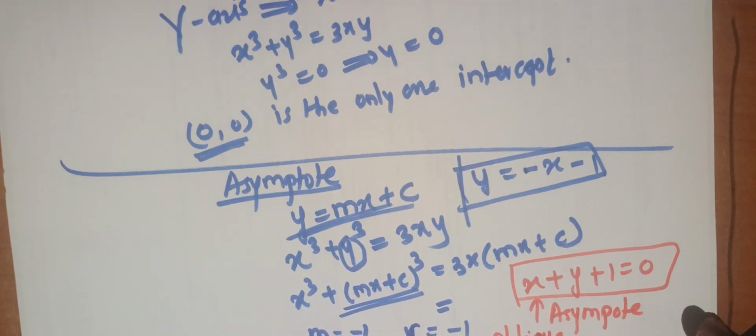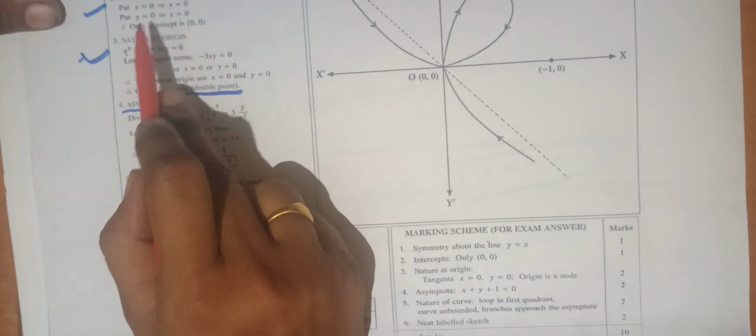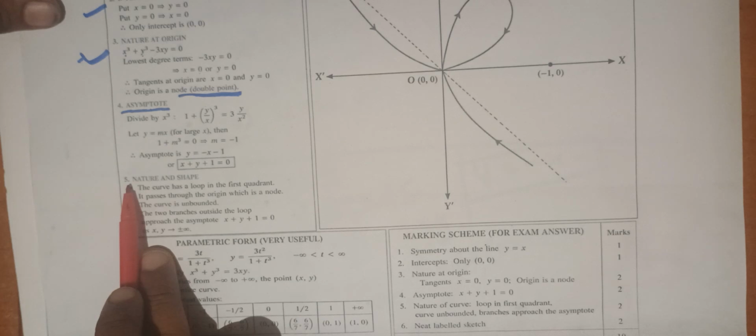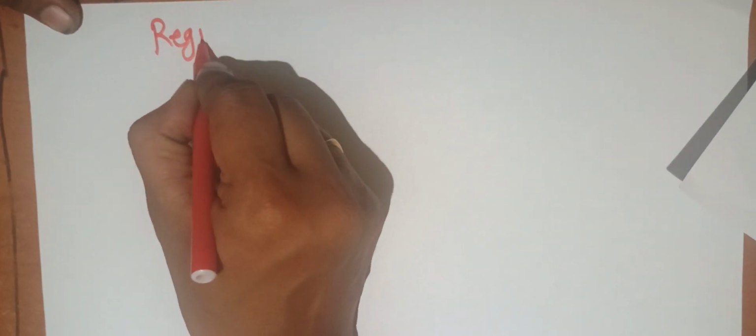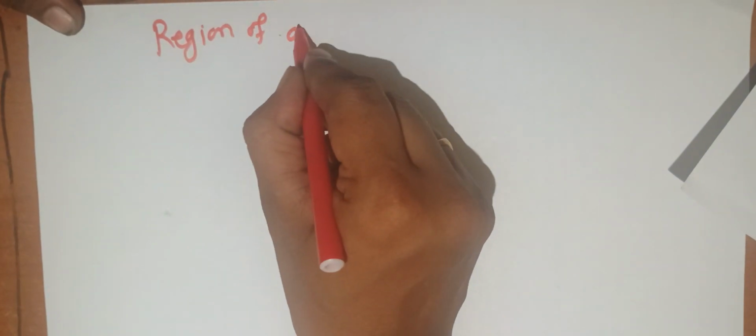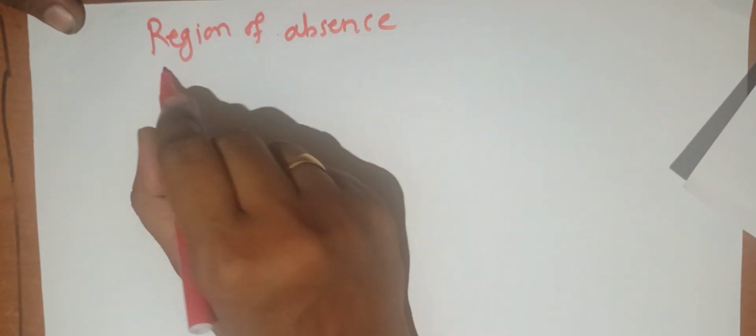Okay, so we have found symmetry, intercept, nature at origin, asymptote, and again we have to find nature and shape of the curve. Before that, there is also one point we can find, that is region of absence. So how can we find region of absence?